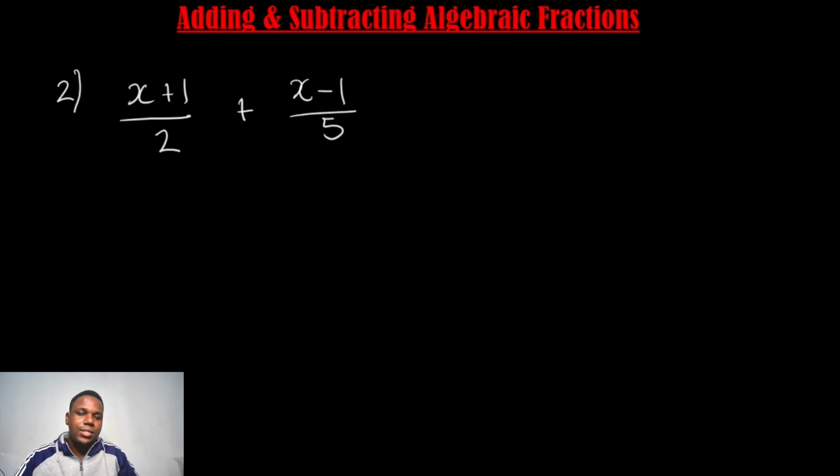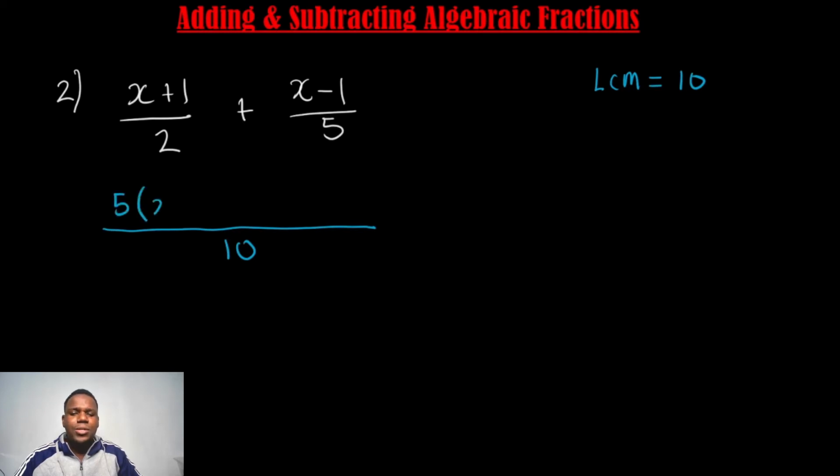The second example that we have is x plus 1 over 2 plus x minus 1 over 5. So we realize that the denominators are different. Therefore, the first thing we need to do is to find the lowest common multiple so that we can rewrite both of these fractions as equivalent fractions. So the lowest common multiple is 10. So that will be our new denominator. And what we're going to do is divide the 2 into the 10. We're left with 5. And we're going to multiply the 5 by the numerator. 5 into 10 leaves 2, and we multiply the 2 by the numerator.